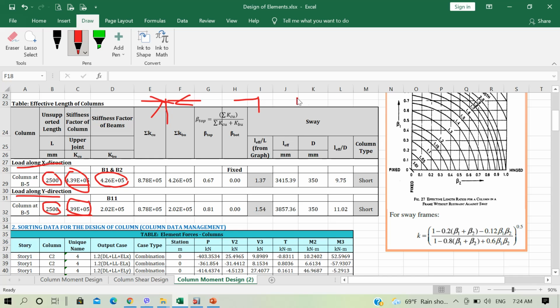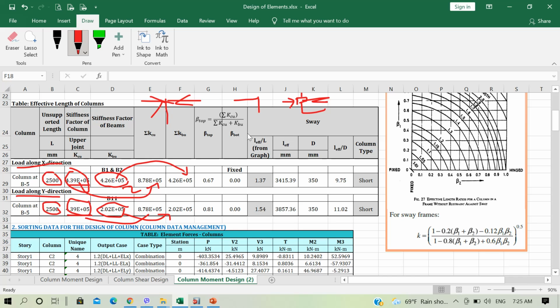In y direction we only have 1 beam framing into this column. Since our column was at the edge, we have only 1 beam framing into the y direction. That stiffness factor we write here. Now summation of stiffness factor for columns, we take this KCU into 2, KCU into 2. Summation of stiffness factor for beams, we write whatever we have got here.